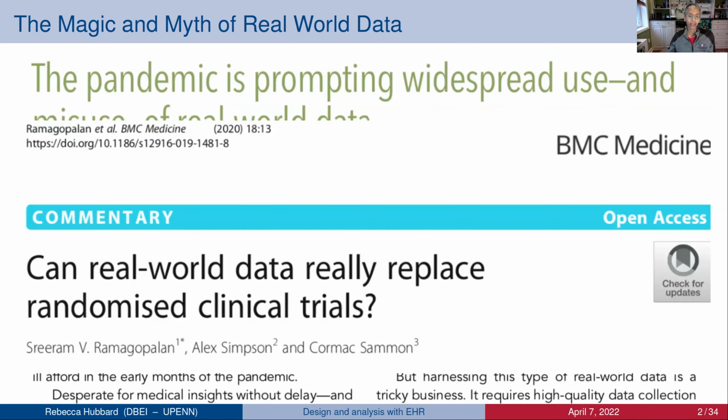Here's a second one. Can real-world data really replace randomized clinical trials? So there's always been this sort of tension between observational studies and clinical trials, with observational studies seen as providing a lower quality of evidence. But in particular, observational studies using real-world data raise additional questions. And some people started to say, well, maybe we shouldn't be doing this. Maybe we should go back to just focusing on clinical trials, and using real-world data is really leading us down the wrong path.